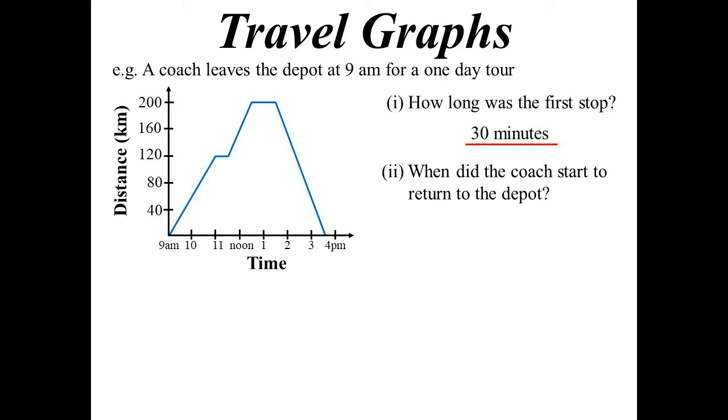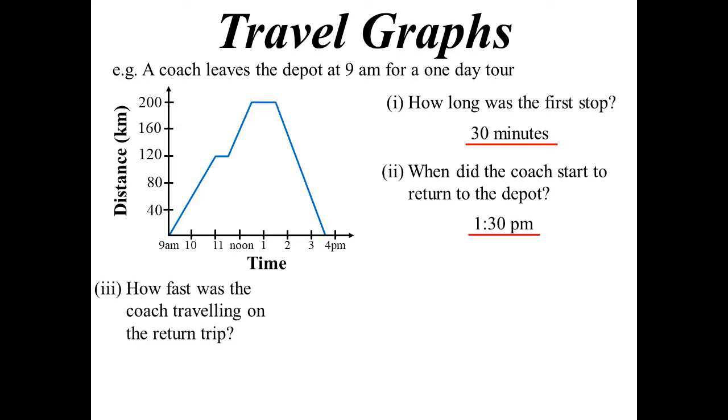When did the coach start to return to the depot? So we're now decreasing our distance from the depot because we're coming home. So the graph is going down, and that is at 1:30 p.m. How fast was the coach travelling on that return trip? Well, remember, speed equals distance over time, and we're travelling 200 kilometres in 2 hours, so 100 kilometres per hour. It would actually be the slope of that downwards line.